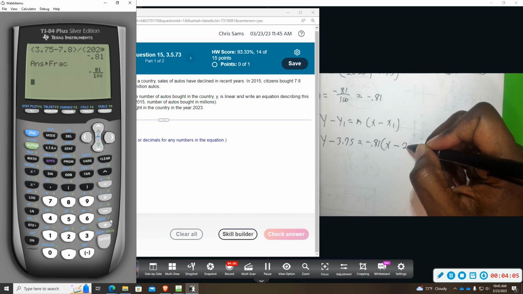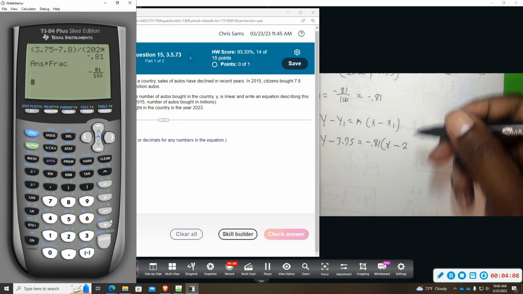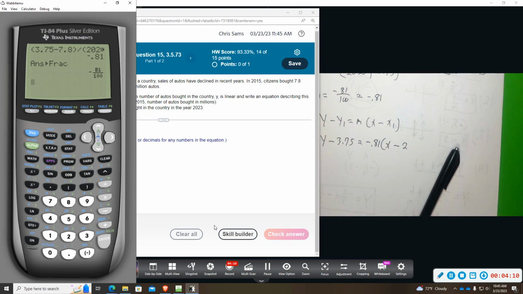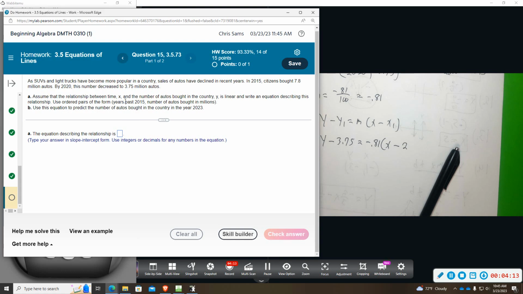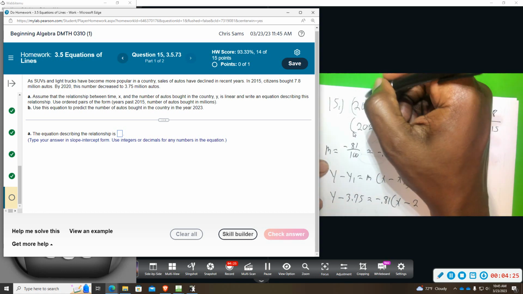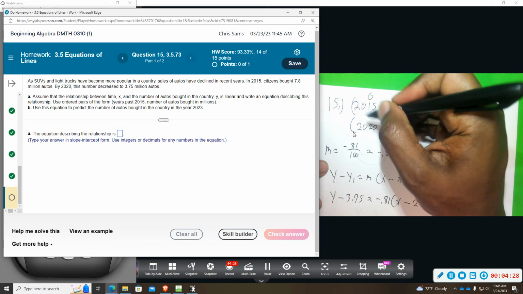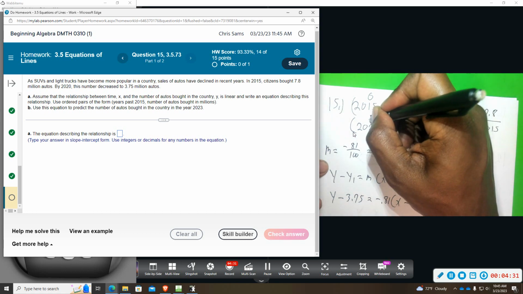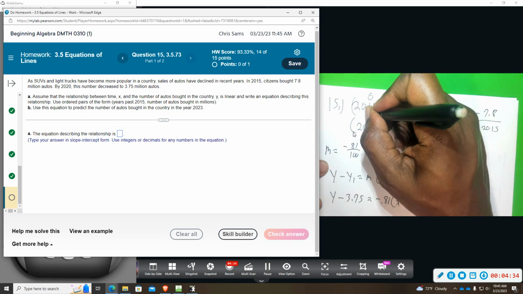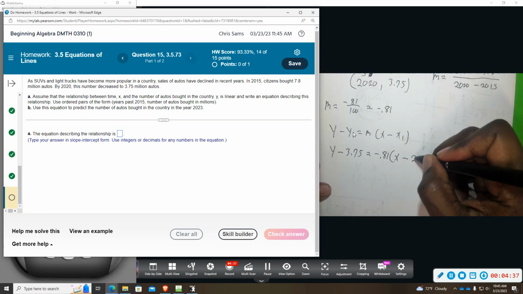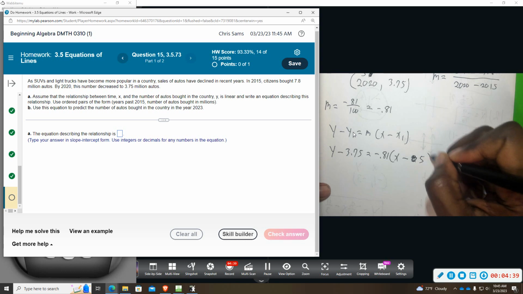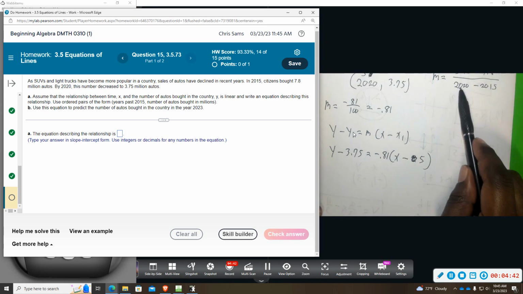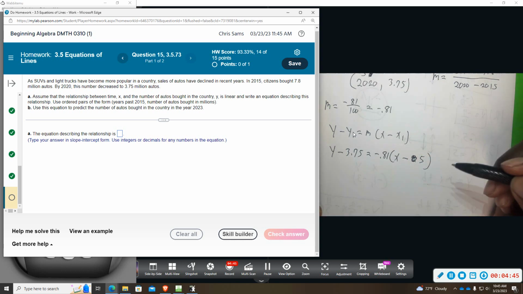Now, when they mention using x as the years past 2015, that means I could really write these ordered pairs as years past 2015, this would be 0, and years past 2015, this would be a 5. So I think we want to start using that at this point. Instead of writing 2020 here, I'm going to put a 5. I probably could have done that from the beginning. That would be the same thing, 5 minus 0, that'll work out.